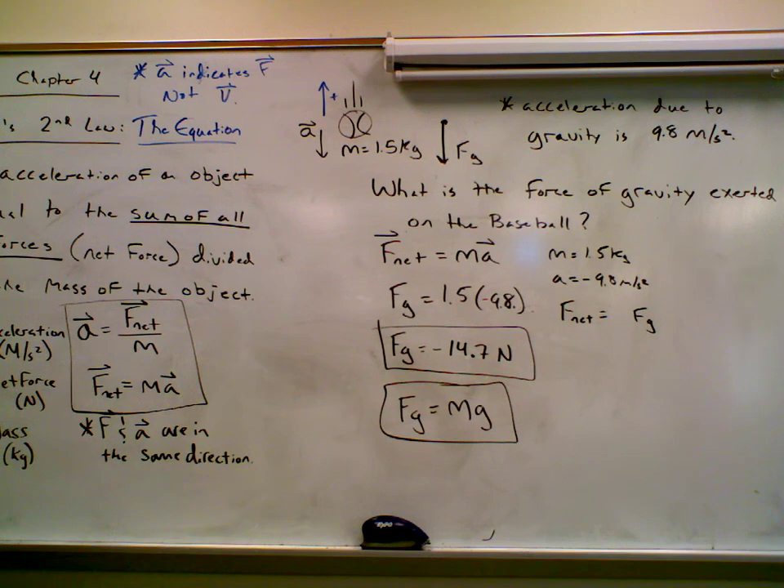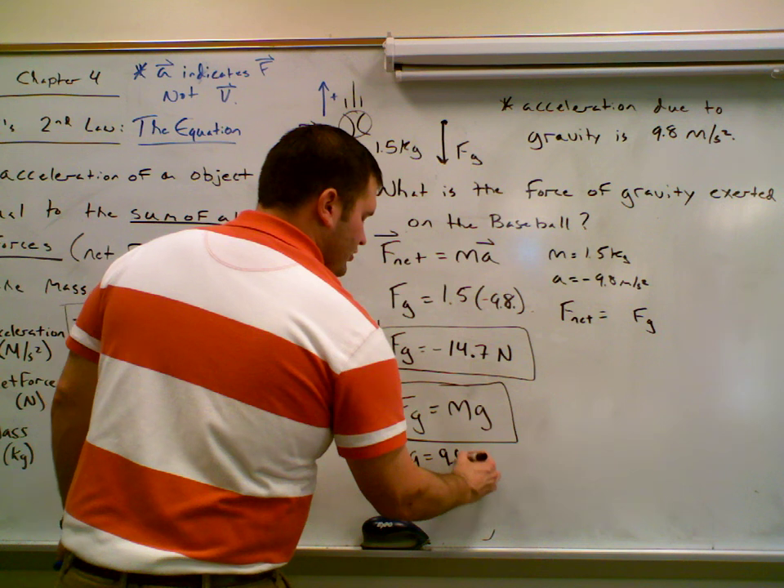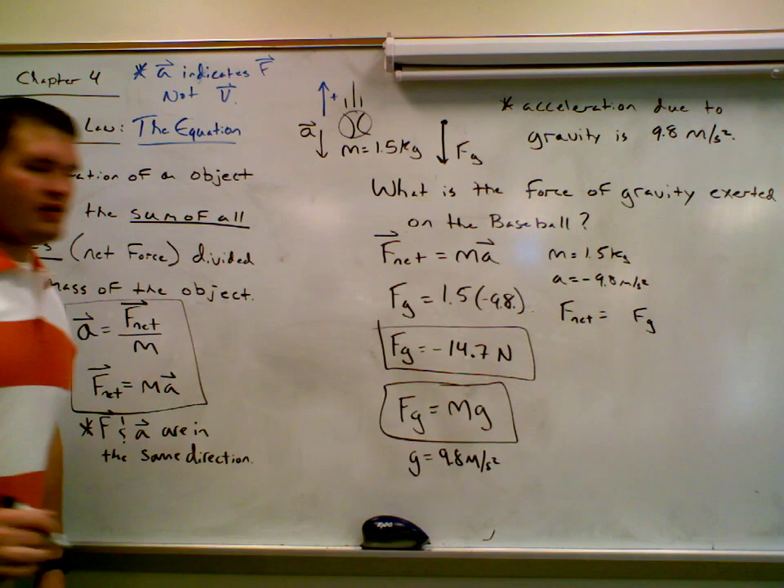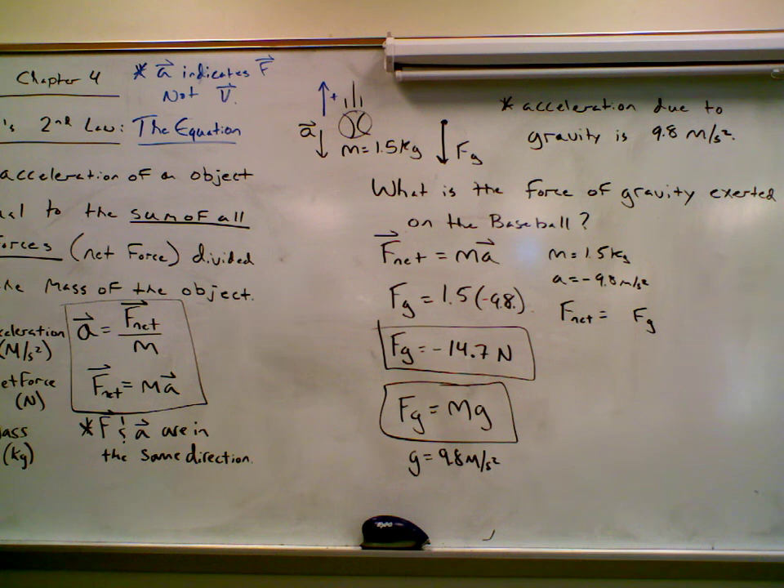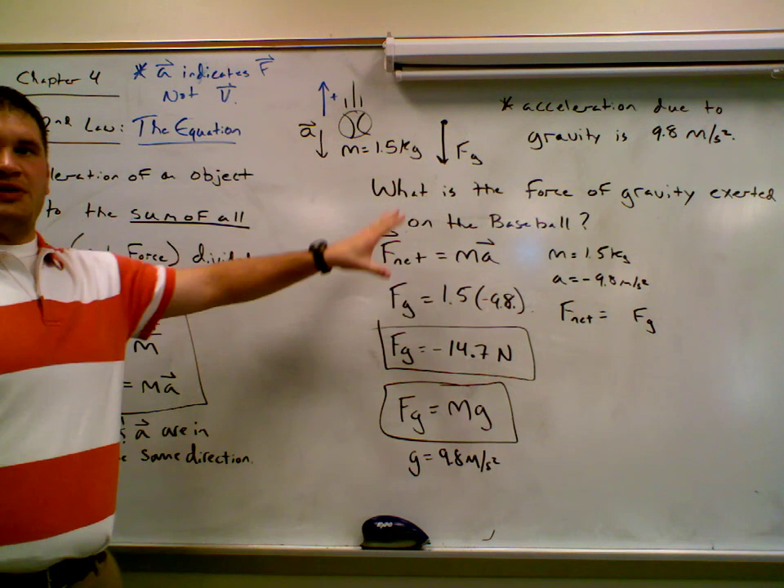What's g? Gravity. g equals 9.8 meters per second squared. So that can be a general equation for the force of gravity. Katrina, does that make sense? I thought you said one of them had to be negative. Because we chose up was positive, right? One of these has to be negative.